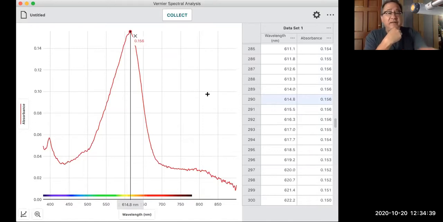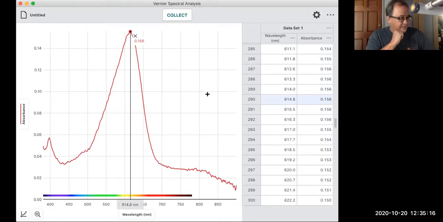So how much light would we expect to be absorbed in the case of a solution that's half as concentrated? And the answer is we'd expect it to be an absorbance of half of 0.156, which would be what? 0.078. Okay? So we're going to try and do that. We're going to try and make a solution that has half the concentration of the original solution and see if its absorbance is indeed 0.078. So I'm going to go ahead and pause this now while I make this dilution.